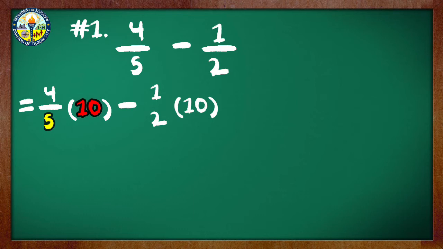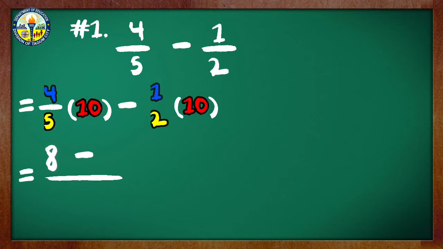Multiply the answer by the numerator, so 2 times 4 is 8. Write 8 as a partial numerator of the answer, then copy the minus sign. Divide 10 by the denominator 2. The answer is 5. Then multiply 5 by the numerator 1. So 5 times 1 is 5. Then write it after the minus sign.